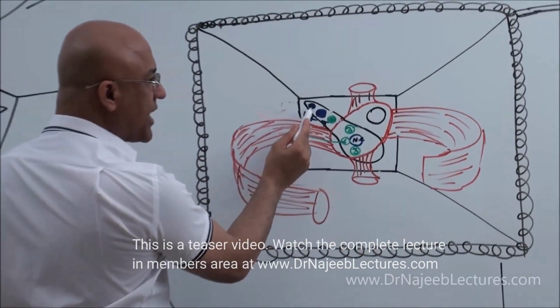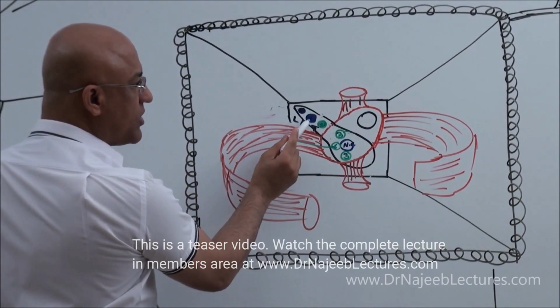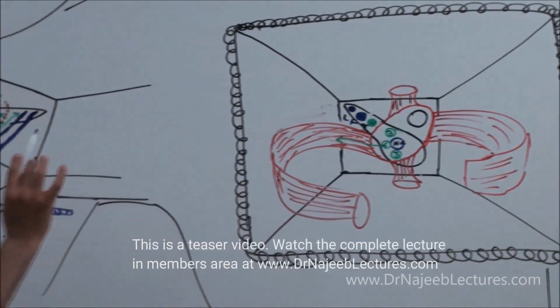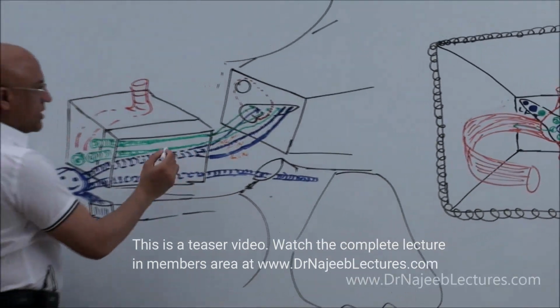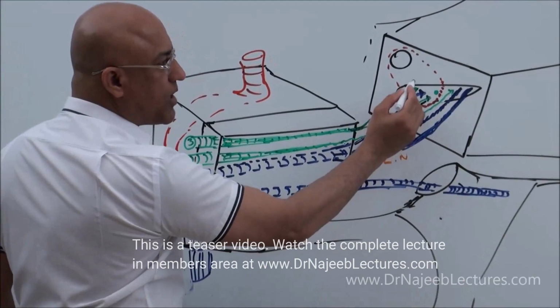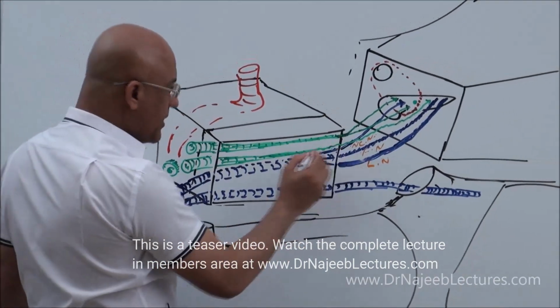So if we see from the front, now we are looking from inside of the orbit. What is this nerve coming in? This one and this one, trochlear. Now we are left with the remaining, right? Remaining, what we look at, this is the third cranial nerve divided into upper division and lower division. And what is this?